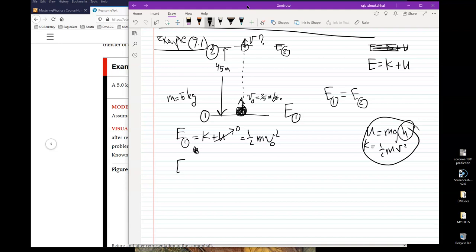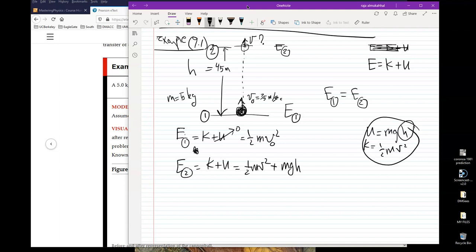Now E2, which is way up there, right here. So we have kinetic plus potential. Do we have kinetic? Well, he asked for the speed, so therefore there is one. And that kinetic, I don't know what it is. I'm just going to say 1/2 mv squared. Plus potential. Well, is there height? Yes, there is, 45. So it is mgh, where h is really this one.